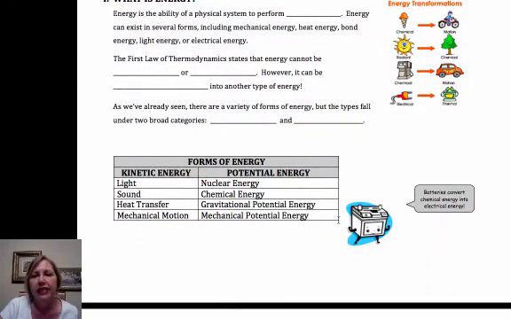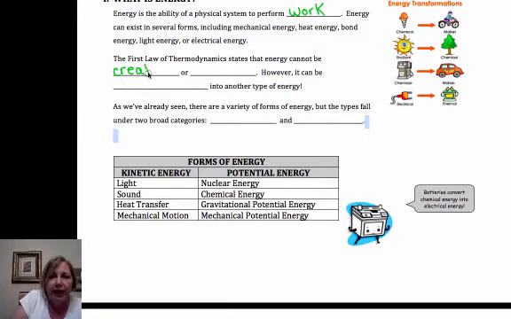So the first question is, as we talk about thermochemistry and then a little bit of nuclear, what is energy? How do we define energy? Well, in chemistry, we're going to define it narrowly, as we do in science: energy is the ability of a physical system to perform work. Now, energy can exist in several forms: mechanical, heat, light, electrical, and so forth. And the first law of thermodynamics states that energy cannot be created nor destroyed. But fortunately, it can be transformed.